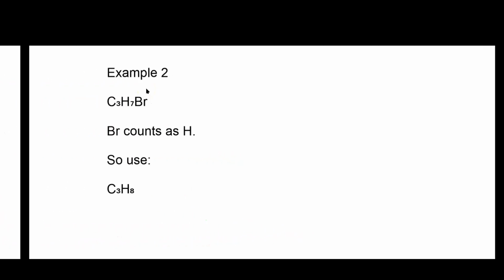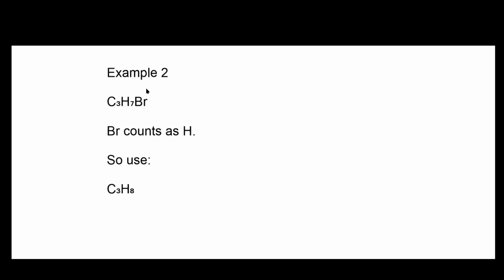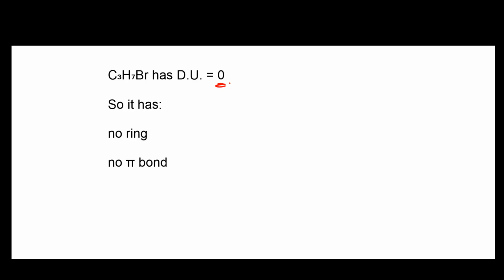Let's look at the next example. For C₃H₇Br, bromine is counted as 1 extra hydrogen. So we calculate as if the formula is C₃H₈. So the DU equals 3 carbon minus 8 hydrogen over 2 plus 1, which gives 0. A DU of 0 means there is no ring and no pi bond. So C₃H₇Br is an open chain bromoalkane.